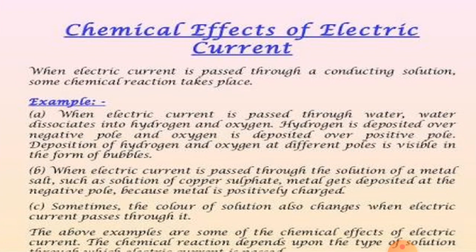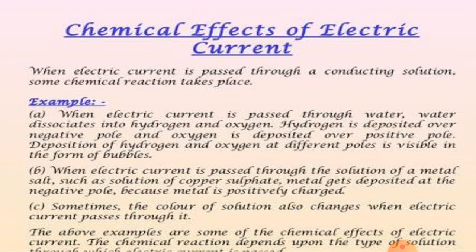So in the previous activity, I told you about the electrolysis of water. Now the second chemical effect that takes place by passing electricity is what? When the electric current is passed through a solution of a metal salt such as copper sulfate solution, the metal gets deposited at the negative pole. So when you pass it through the copper sulfate solution, there is a deposition of copper metal on the negative pole. That negative pole is what? Cathode, which is connected to the negative terminal of the battery.